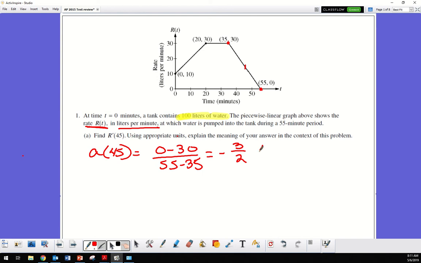This is liters per minute squared, because it's asking for the rate of the rate. If I get the slope of the rate, that's the rate of the rate. So it's taking the derivative of the derivative. This is not a position function. We're starting with the velocity of it. Does that make sense or no?